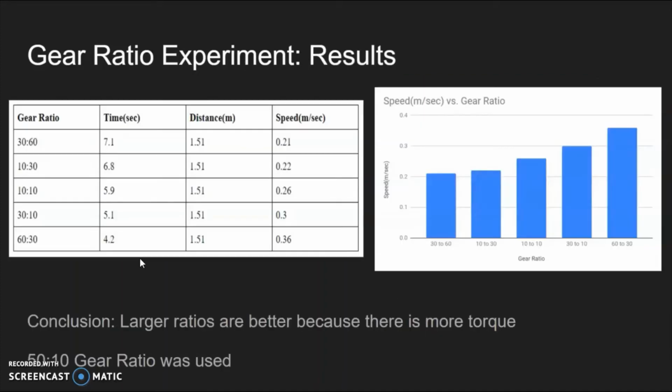And these are the results of the gear ratio experiment. We found that the 60-30 gear ratio was the fastest and the 30-60 gear ratio was the slowest. And this kind of shows that larger gear ratios are better because there's more torque. So 50-10 gear ratio was used.